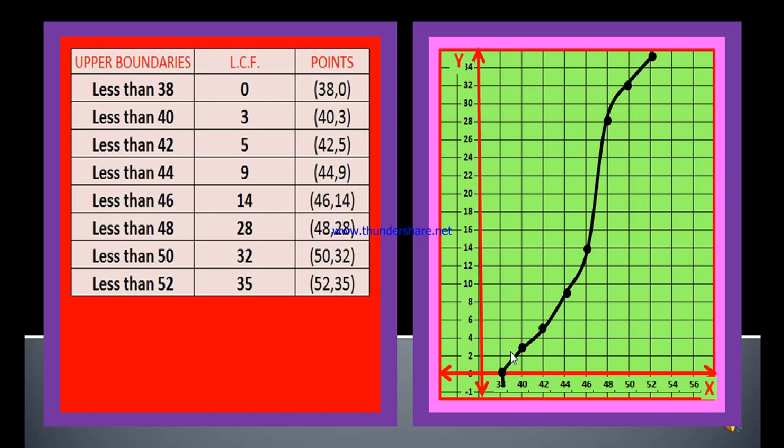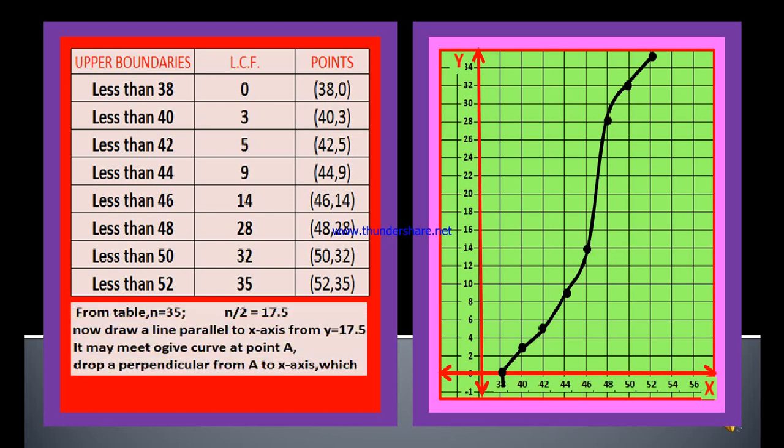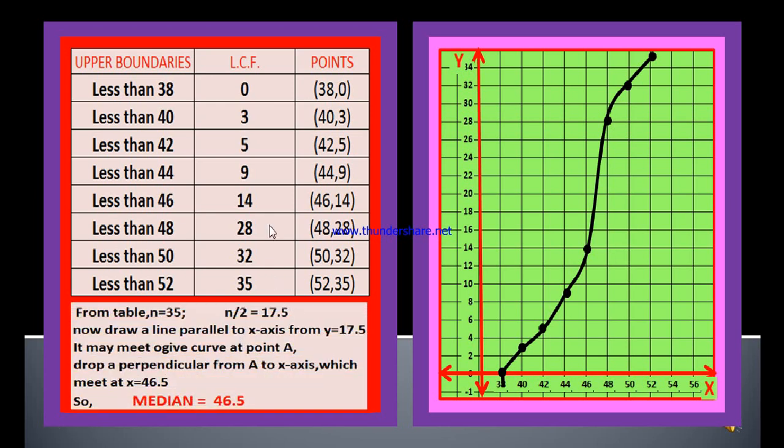After drawing the ogive curve, you have to find out the median. In order to find out the median, the sum of the frequencies is 35, n is equal to 35, therefore n by 2 is 17.5. Now, on the y-axis, take 17.5. This is 16 and this is 18 and it should be 17. 17.5 means it should lie between 17 and 18.